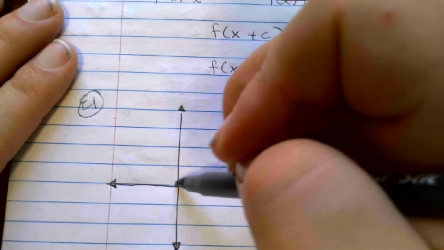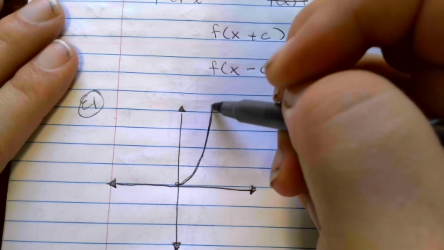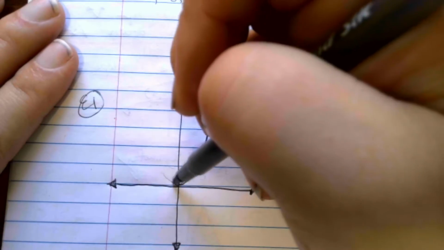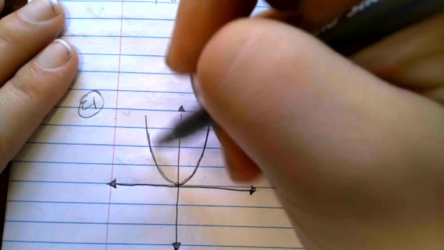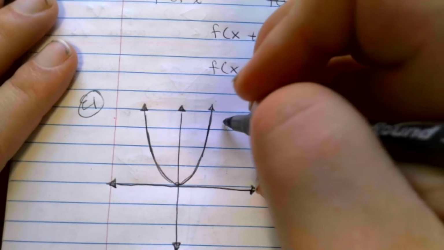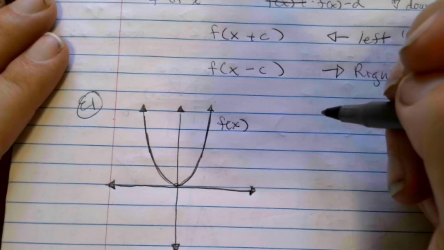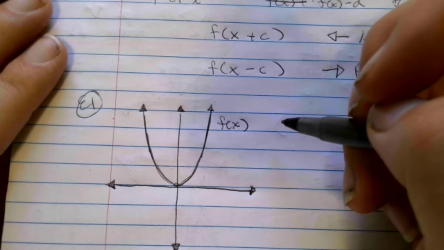So let's say that I have a quadratic, which is just a parabola. It's that one that's shaped like a U. I'm doing my best to make it pretty. This is your starting function. And then they're going to say somehow there were transformations.